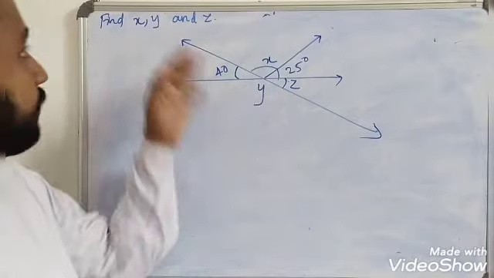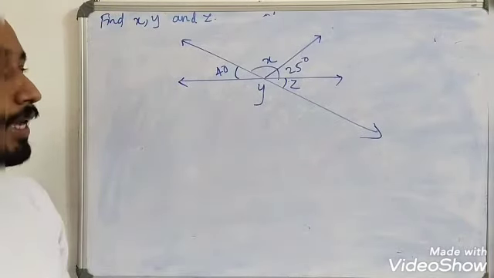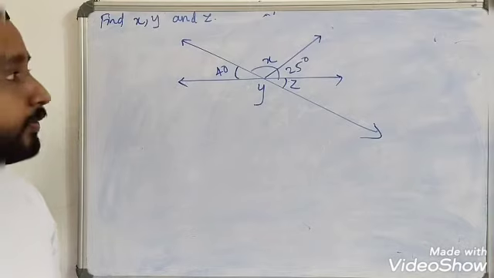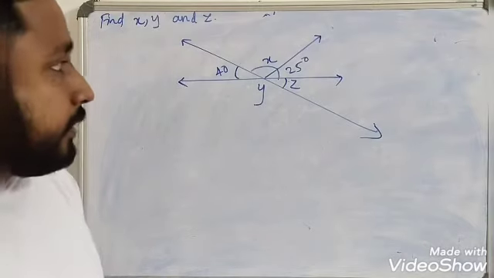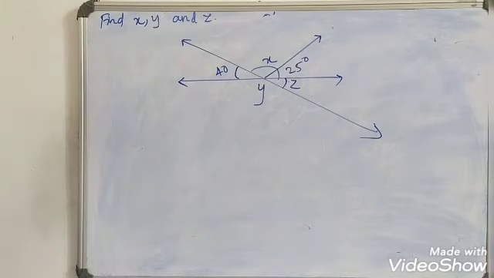Another question: find x, y and z. We have a figure, and we have to find x, y and z. In this figure, we use the concept of linear pair and vertically opposite angles. We can easily find x, y and z.